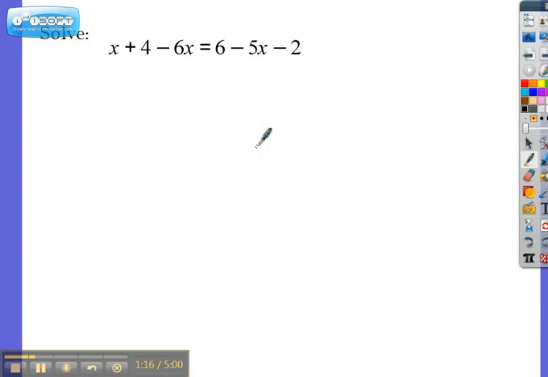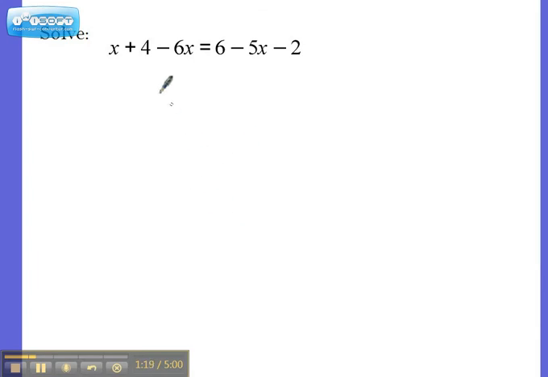Now this one, we're going to combine like terms on both sides. x minus 6x is going to be, remember there's a 1 there, negative 5x plus 4 equals 6 minus 2 is 4, and then we have a minus 5x.